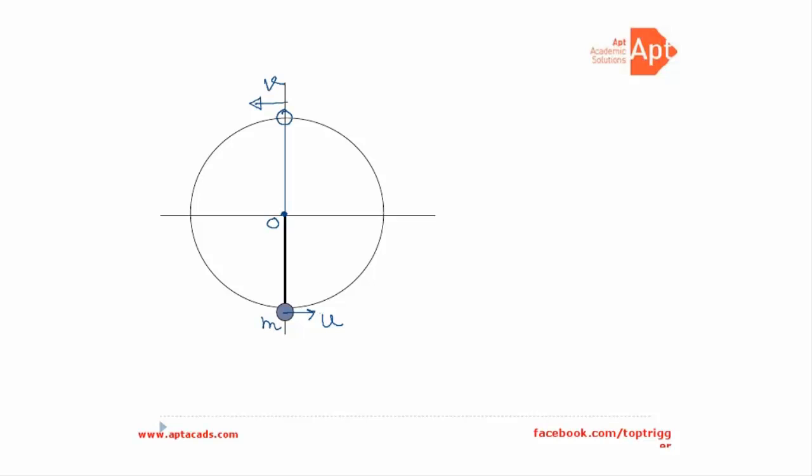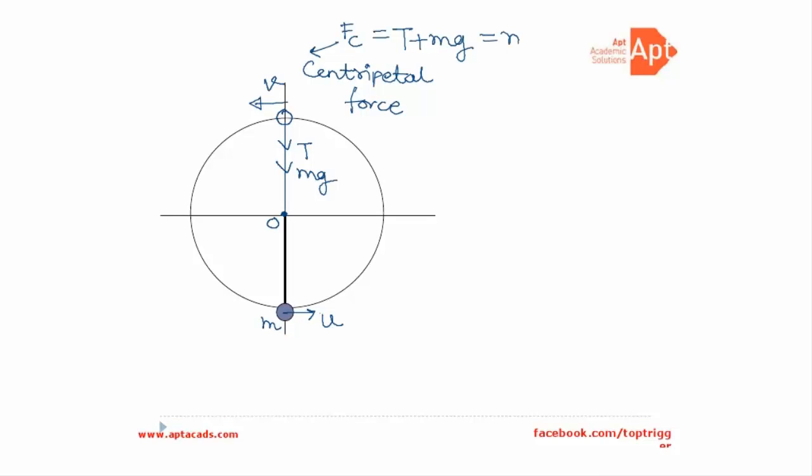Using the concept of circular motion, let's write the force equation at the topmost point. So this is tension T downwards, and the weight of the pendulum will be acting downwards. So what is the centripetal force acting here? Let's call the centripetal force Fc, which is equal to T plus mg. This is the centripetal force. So T plus mg is equal to mass into v square over L. V square by L is the centripetal acceleration. Now, this is one equation.